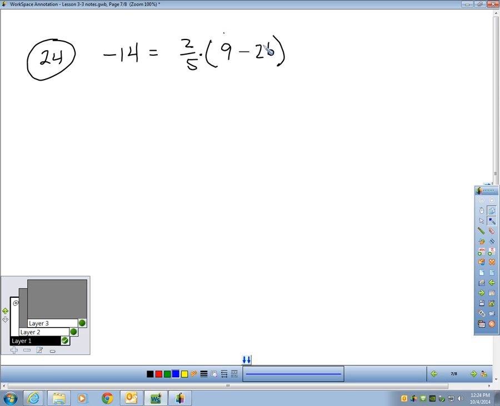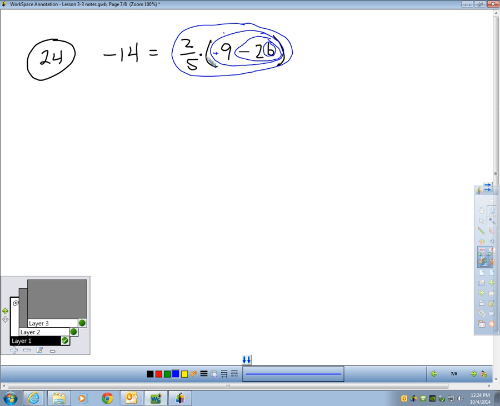Let me unpeel my onion. So here's my center layer. The times negative 2 would be next. There's a positive in front of 9. The plus 9 would be next. And the times 2/5 would be the outside layer of the onion.